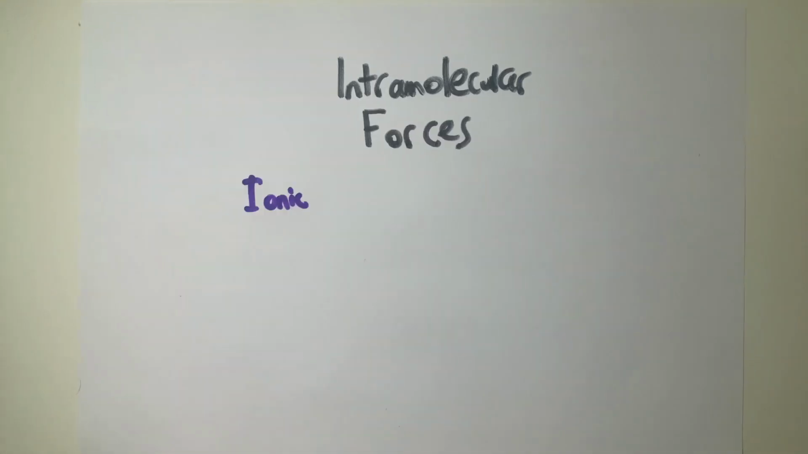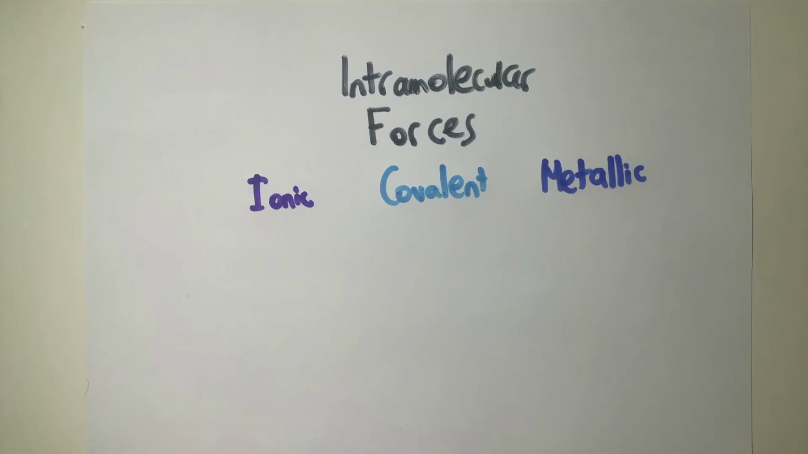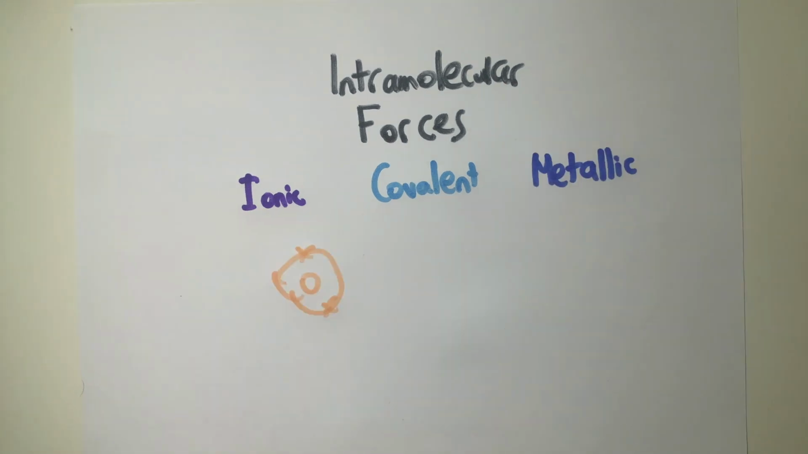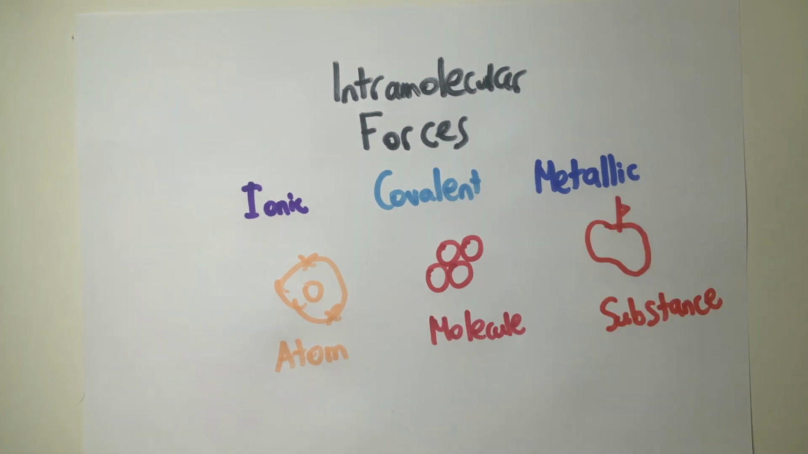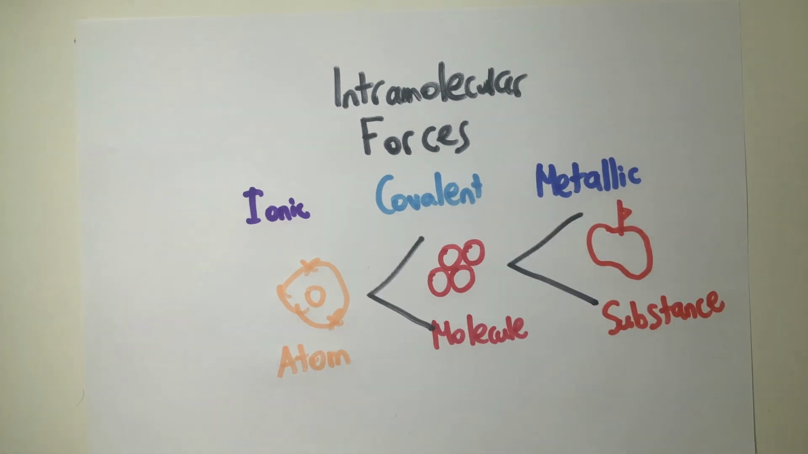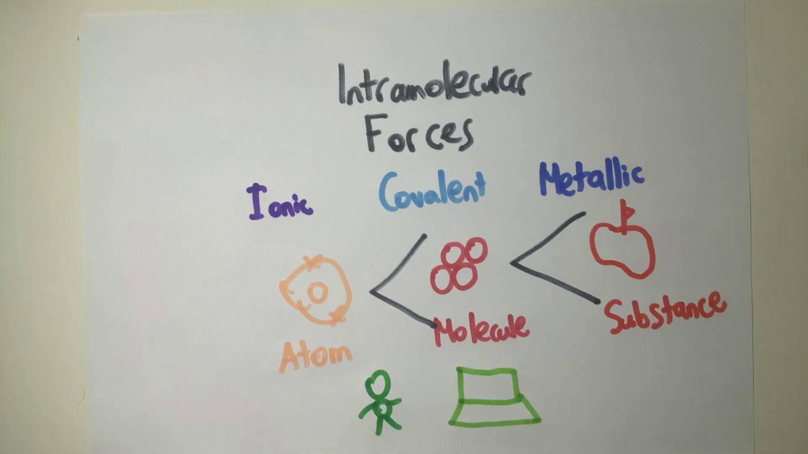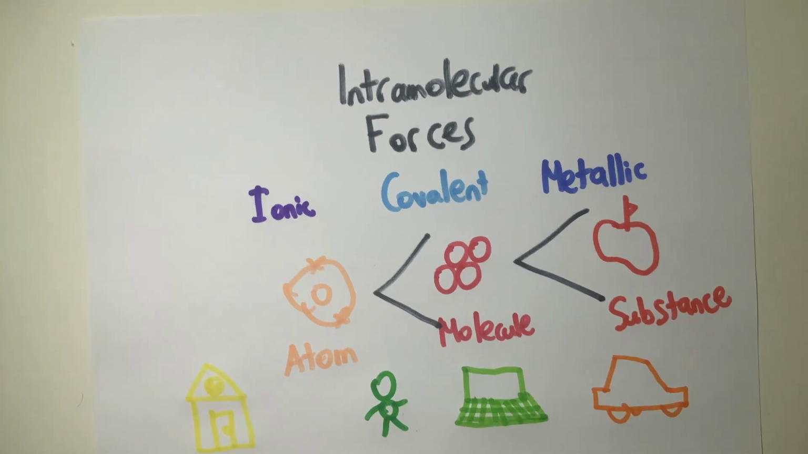Conclusion. There are three types of atomic bonds, or intramolecular forces: ionic, covalent, and metallic. Each of them results in the construction of molecules and eventually entire substances. You, your computer, your car, your house, and the entire universe can only exist because of these bonding atoms.